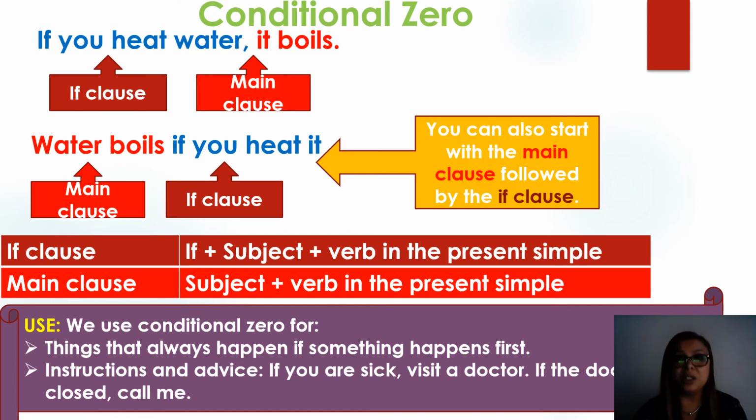Then you have the main clause. The main clause is the result, the consequence, the effect. I'm going to write again the subject and the verb in present tense. Of course, here you have the note. You can also start with the main clause followed by the if clause. Usted puede, por supuesto, empezar si gustan con el main clause o si gustan con el if clause. El orden no va a alterar el resultado de la oración, el sentido de la oración. Se mantiene.